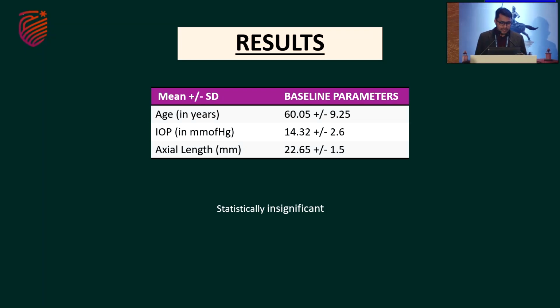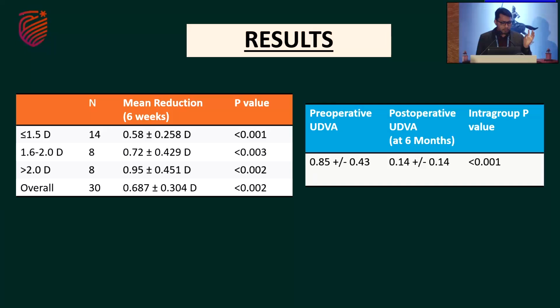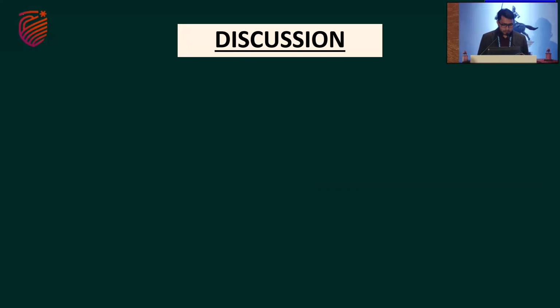The baseline parameters were statistically not significant. And we come to the results: you can see in each group there was reduction, from 1.25 to 0.67 in the 1 to 1.5 group, from 1.72 to 1, and 2.42 to 1.47, in all 3 groups. When we look at the mean reduction, it was 0.5 in less than 1.5, 0.72 diopters in 1.6 to 2 diopters, and almost 0.95 diopters, with the overall reduction being 0.6 diopters.